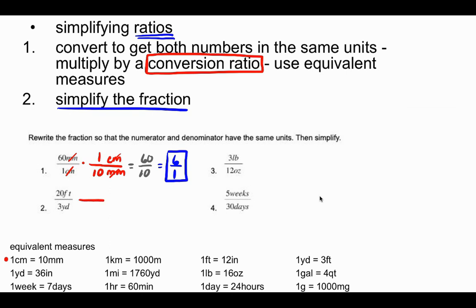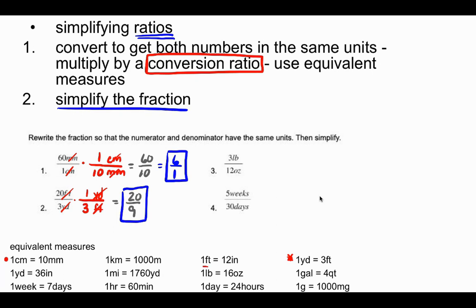So, changing feet and yards into the same unit. We're going to use the fact that 1 yard is equivalent to 3 feet. We put our information in so that the opposite location has equivalent units. So the yards will cancel with the yards, feet will cancel with feet. We multiply, so this is 20 over 9. Then we simplify, and 20 over 9 is a simplified fraction.